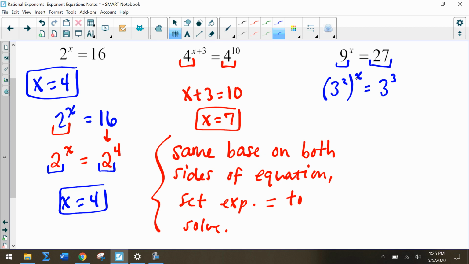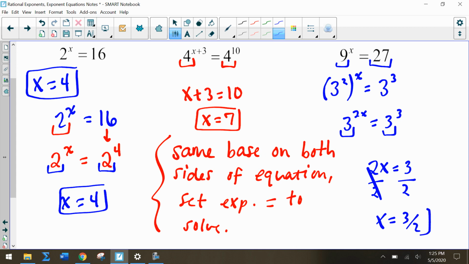So we're trying to rewrite each side of the equation to have the same base. So here, if we have a power raised to a power, this is really 3 to the 2x equals 3 to the third. And since we have 3's set equal, we could say, all right, well, 2x equals 3, those exponents, and divide by 2, so x is 3 halves.